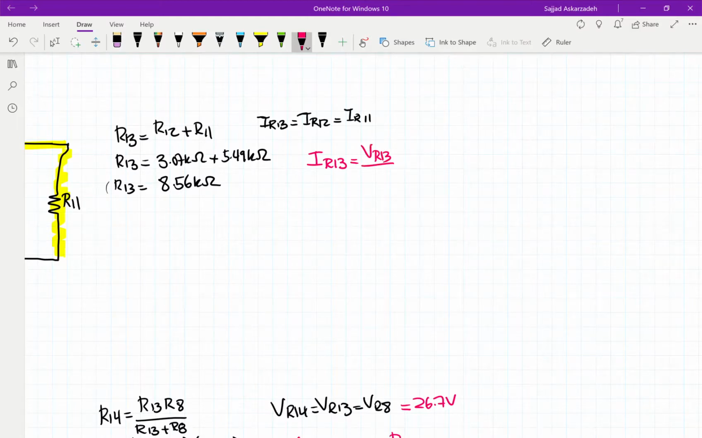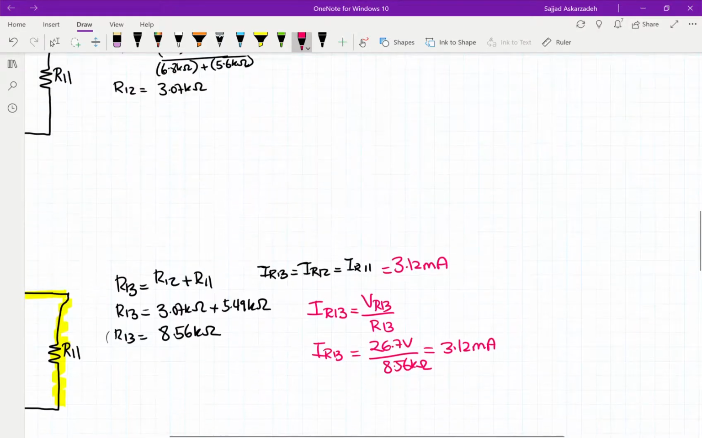VR13 divided by R13. So VR13 is 26.7 volts. R13 is 8.56 kilo ohms, and then for current, we get 3.12 milliamps. So then we can say that all this is also equal to 3.12 milliamps.